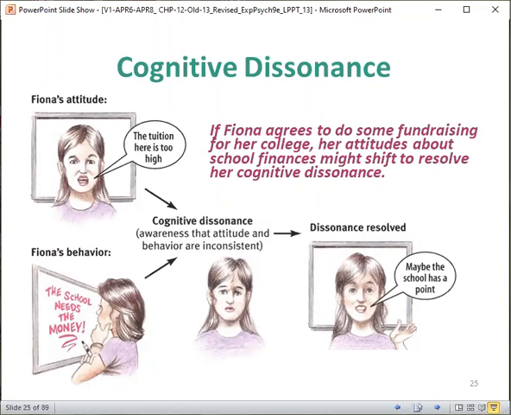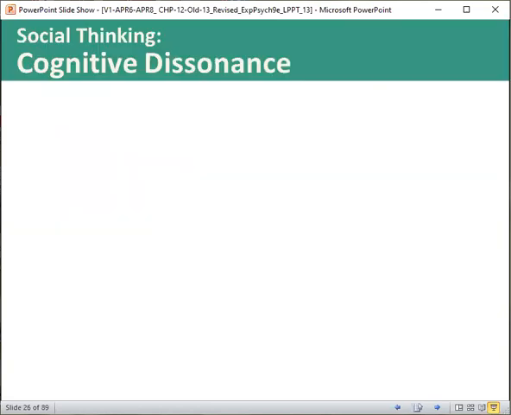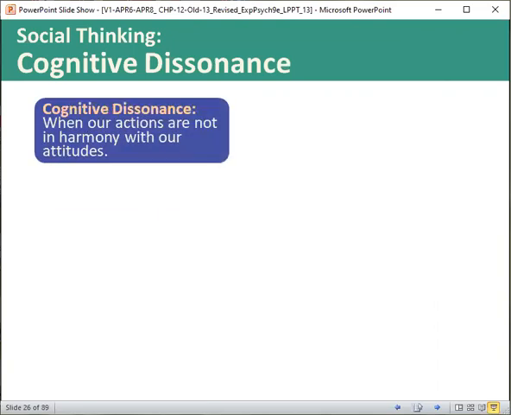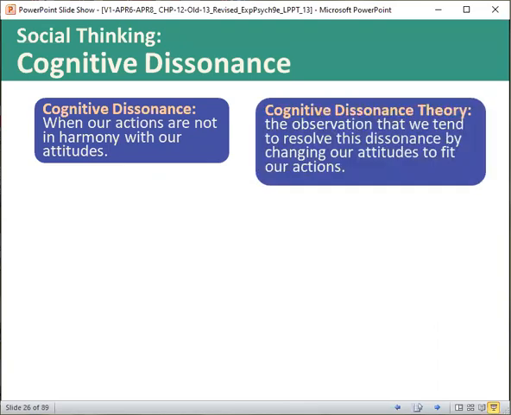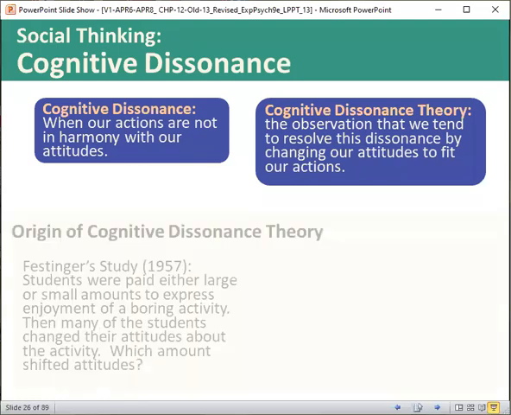So let's look real closely at what we mean by cognitive dissonance. Cognitive dissonance is when our actions are not in harmony with our attitudes. Cognitive dissonance theory is the observation that we tend to resolve this dissonance by changing our attitudes to fit our actions. So that's what it comes down to. When we have this dissonance, we tend to change our attitudes to fit our actions. Okay, so let's look at where this came from.